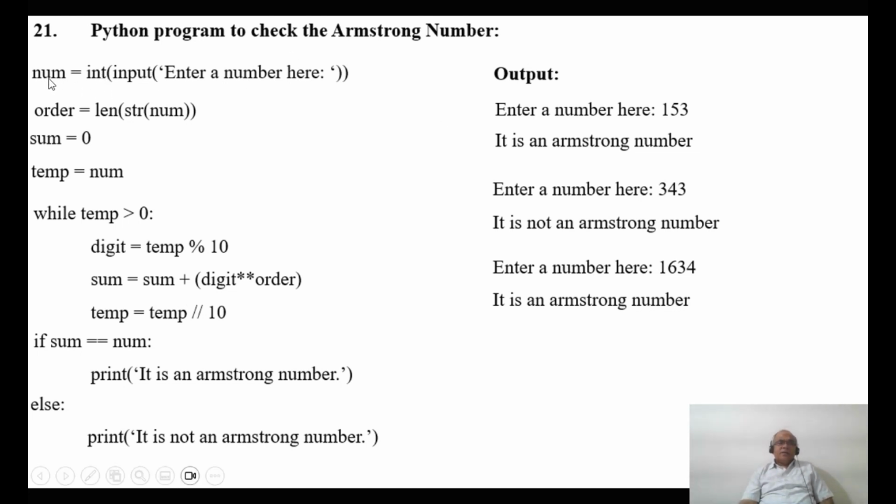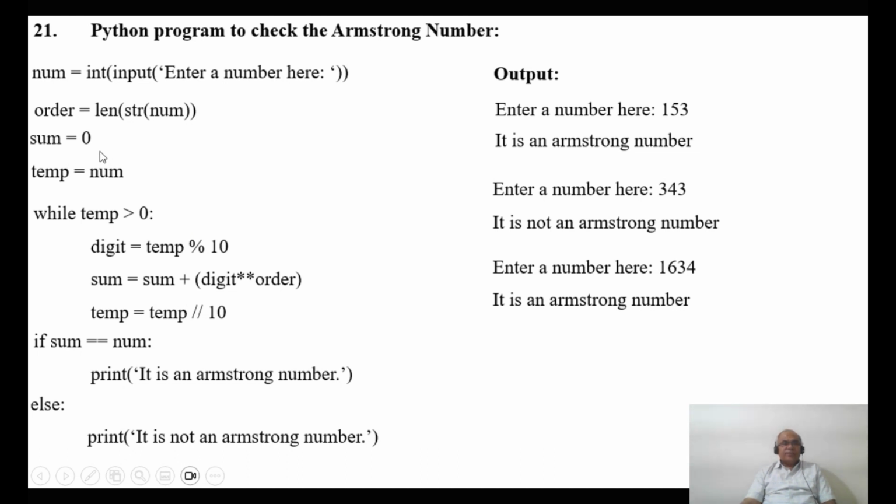So here, this is the code we have. Num is equal to int input, enter a number here. The number we have entered is 153. Order is the length of the string of the number. What is the length of the string number? Num is an integer value, and I want to convert that into a string, so I will use str(num). Str of 153 will give you the string "153", and the length of "153" is 3, the order. So we got the order here.